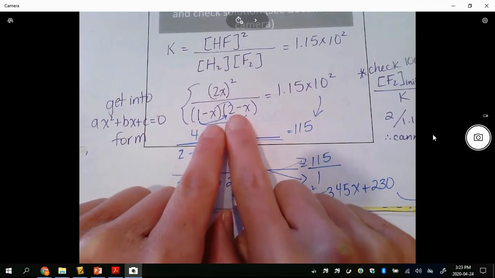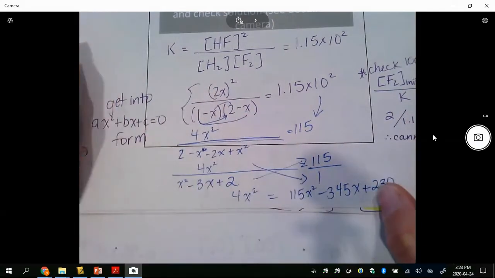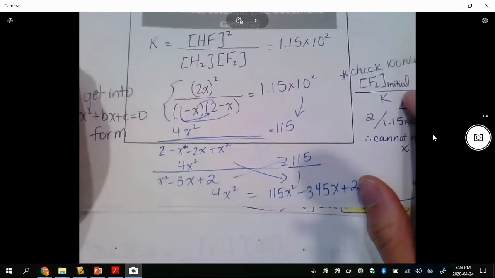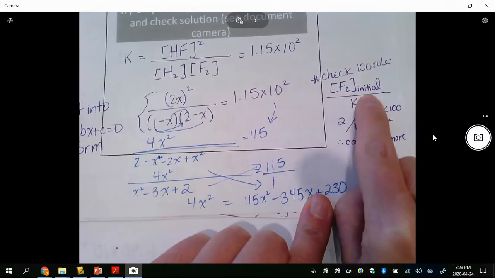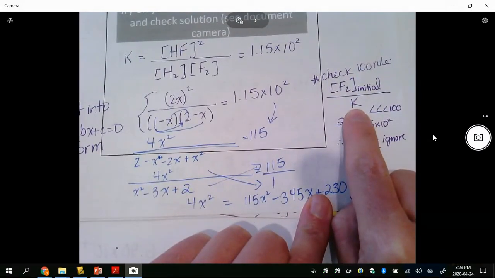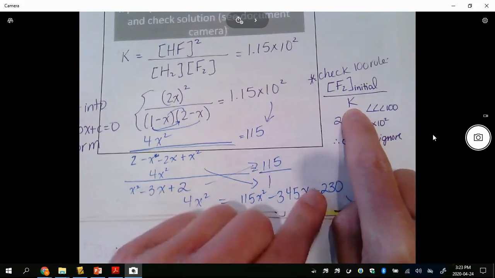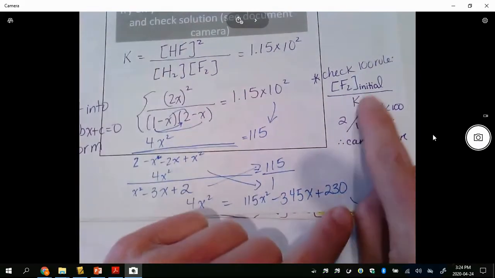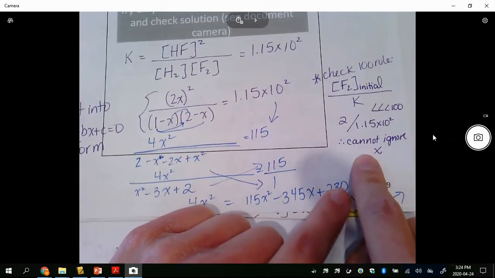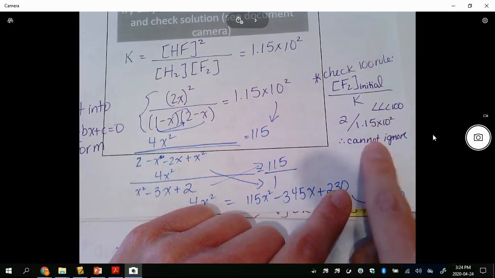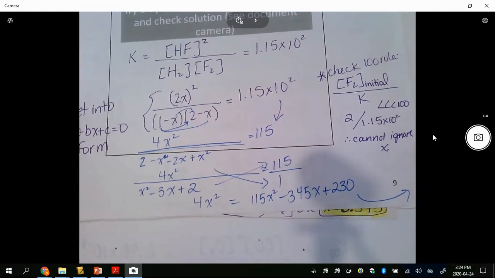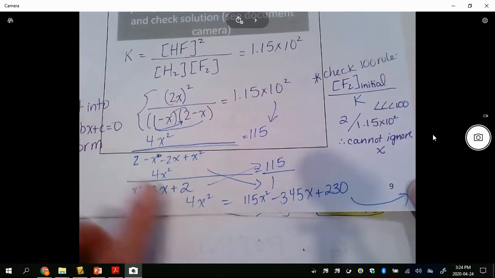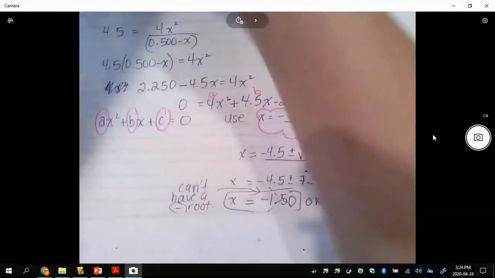By the way, we did not ignore the change in x here because I'll show you the assumption rule. If you check the 100 rule, F2 initial divided by the KEQ, you always have to take the largest concentration of your initial divided by KEQ, and you get something less than 100, so you cannot ignore x. I'm just going to show you the continuation of this on the next page.